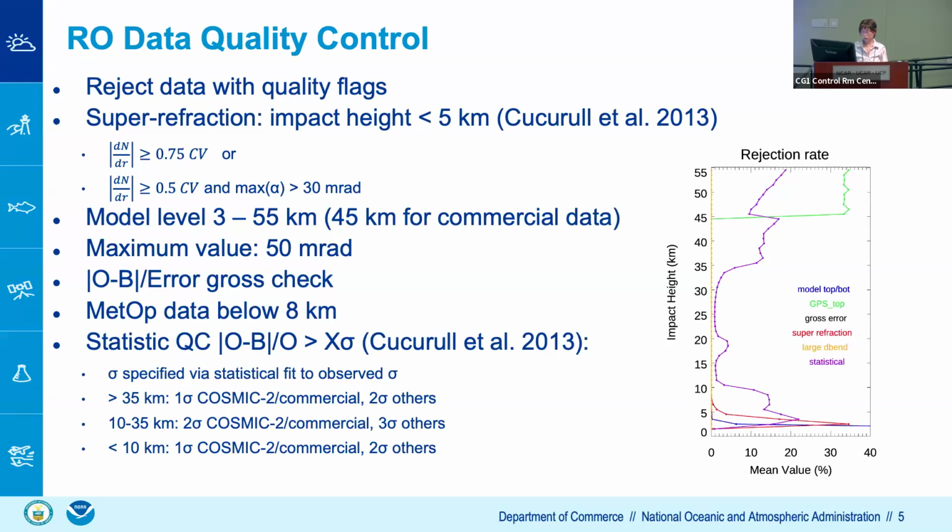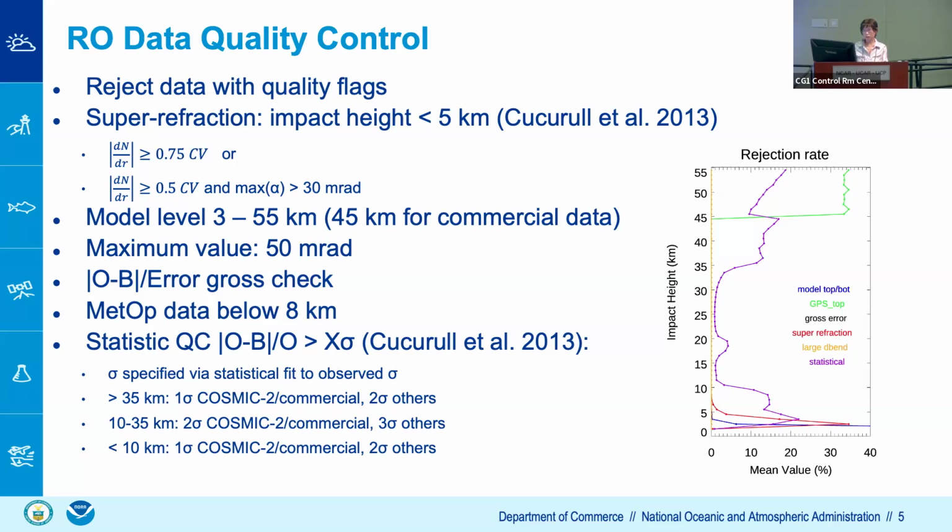So for quality control, we have different quality control filters, including the superrefraction check, which checks the bending angle below 5 kilometer impact height using two different criteria. And we reject data below model level 3. And we have a gross error check, which uses O-B over error. And for the METOP data, we reject the data below 8 kilometer impact height. We realized that this is good data, and we're thinking of bringing this METOP data back, but it's going to be in the future.